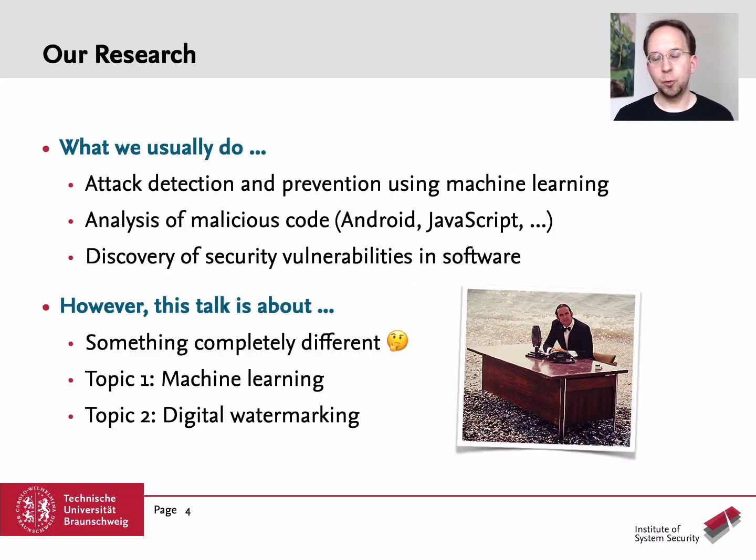So typically my group is working on applying machine learning in different contexts of security. So we're interested in detecting attacks or preventing attacks. And we have done some work on analysis of malicious software, Android, JavaScript. We did Flash analysis when Flash was cool, or only half dead. Now it's completely dead. And we also did a lot of work on finding vulnerabilities in software. But for some strange reason, we did something completely different a couple years ago. And this talk will be about this experiment or this adventure. And this adventure is about bringing machine learning, adversarial machine learning, and digital watermarking together.